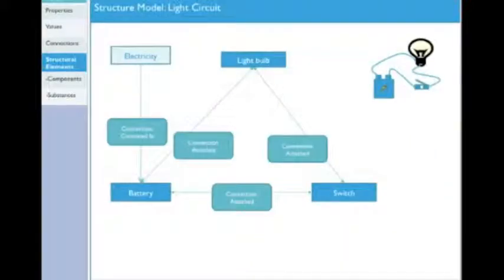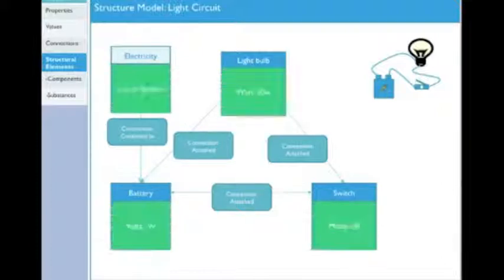Now let's revisit the structure model of the light bulb circuit. Again, notice that components are blue, substances are light blue, and connections are indicated by arrows with annotations in teal. We describe some properties and values associated with each component, such as the location of the electricity, how many watts the light bulb takes, and the voltage of the battery. Also note the mode property of the switch and its value off.